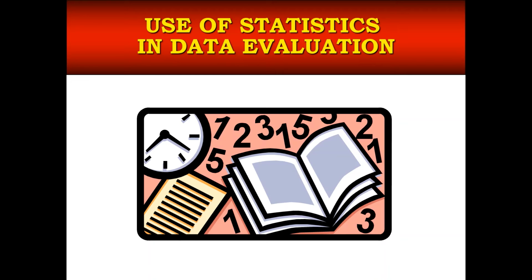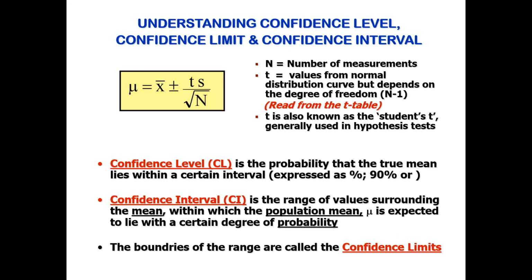Okay, so the one tail t test refers to studying with an SRM with a known true value. The two tail t test is about comparing two means when there is no true value. The f test checks for any significant difference between two sets of precision, and the final one, the Q test, checks for outliers. Okay, we'll go through each individual test.